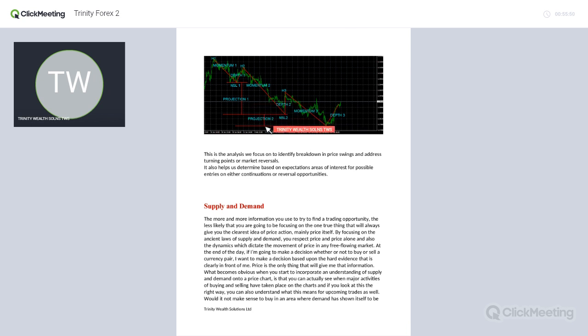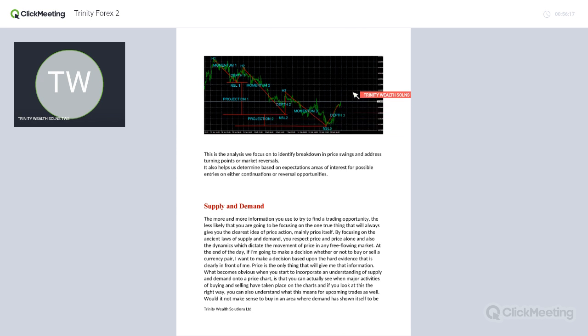So we have projection 1. You can see that is quite bigger compared to projection 2. We said projection is the distance between a new structure low and the next new structure low. And you can see that is quite big, telling us the bears are in control. It's a strong bearish market. When you look at projection 2, you can see this distance is very small compared to the previous one.